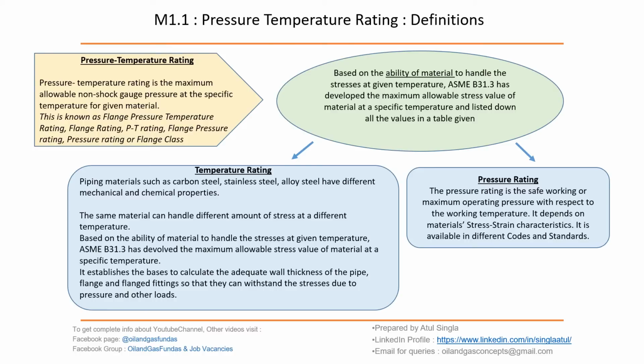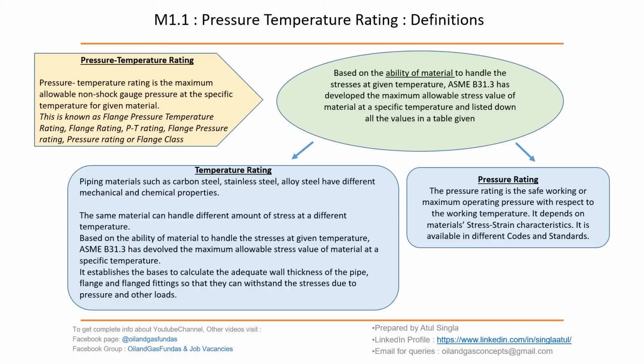So now what we have done, we are trying to understand what pressure temperature rating is. We are going to use different materials in different piping systems. Every material has its own ability to withstand the stresses which will be generated at a particular temperature. In the next slides we will try to understand how this increases or decreases with increase in temperature, how the ability of the material changes when we change the temperature or pressure.